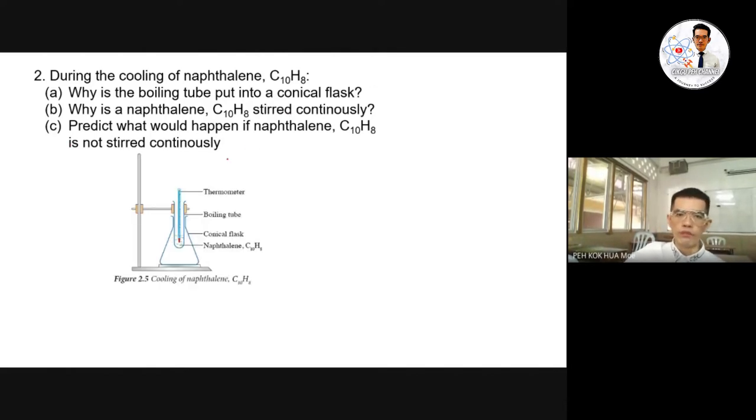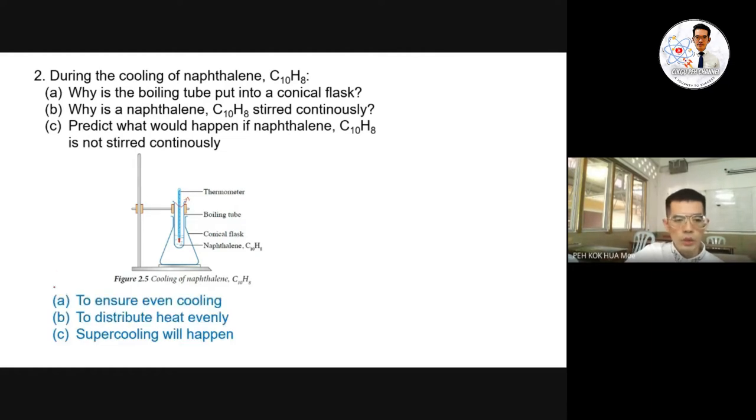Okay, so you can look at the figure. Firstly, the question asks why the test tube has to be put into the conical flask. Second, why we need to stir the naphthalene, and what happens if we do not stir the naphthalene. So for A, we put the boiling tube into the conical flask to ensure that the cooling effect is even to the whole boiling tube, and the stirring of the naphthalene is to distribute heat evenly.